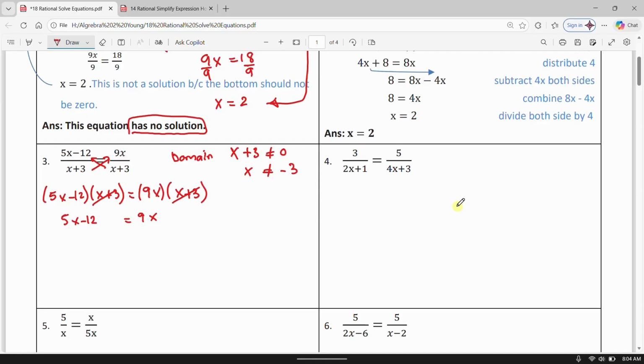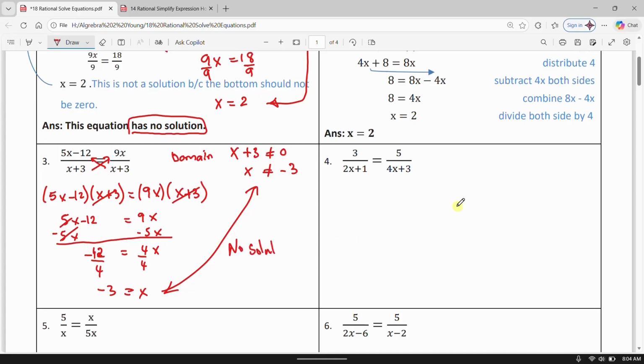Then I'm going to minus 5x from here, and minus 5x from there, so that 5x is gone. Negative 12 equal to 4x. Then I'm going to divide by 4. So x equal to negative 3. So what's going on here? So no solutions. We cannot have x equal to negative 3.